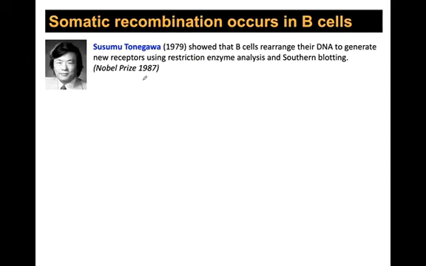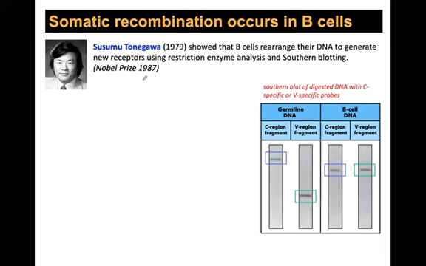This was first recognized by Susumu Tonegawa, who got the Nobel Prize in 1987 for his work that showed that B cells rearrange their DNA. And he did this by a very simple Southern blot. If you remember from biochemistry, Southern blot is where you chop up the DNA and then you use a radiolabeled probe to see how fast it migrates in an agarose gel. What he saw was that in the germline DNA, if he used radioactive probes for the constant region or the variable region of the B cell receptor, he got a certain migration pattern.